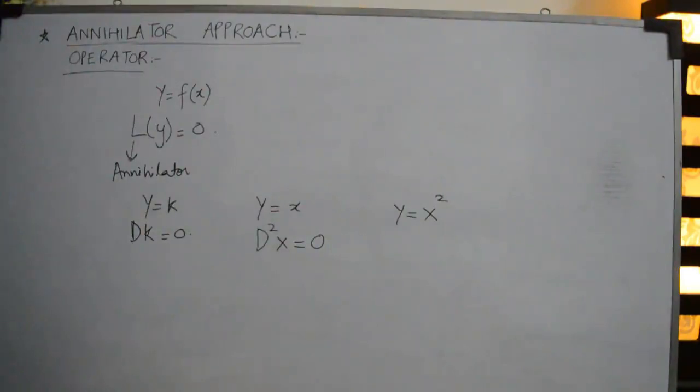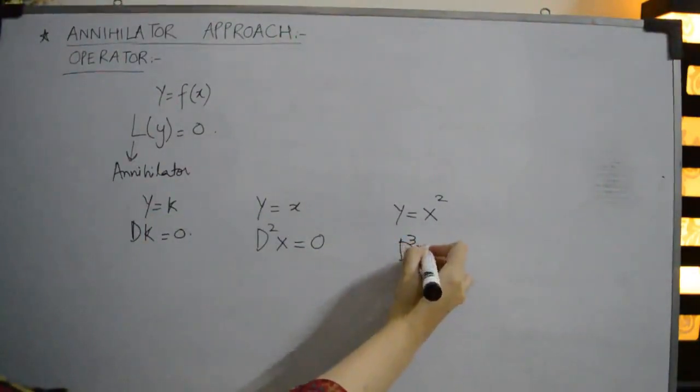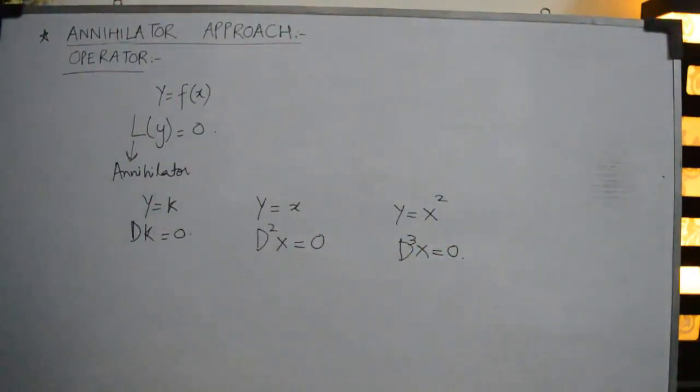You have to differentiate it once, it becomes 2x. You have to differentiate it twice, it becomes 2. 2x becomes 2, a constant. You have to differentiate it thrice, it becomes d cube of x. So that means d cube here is the annihilator operator, and so on.